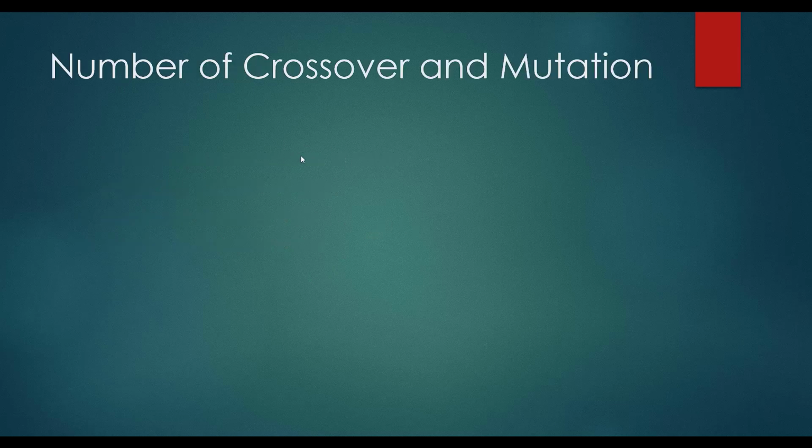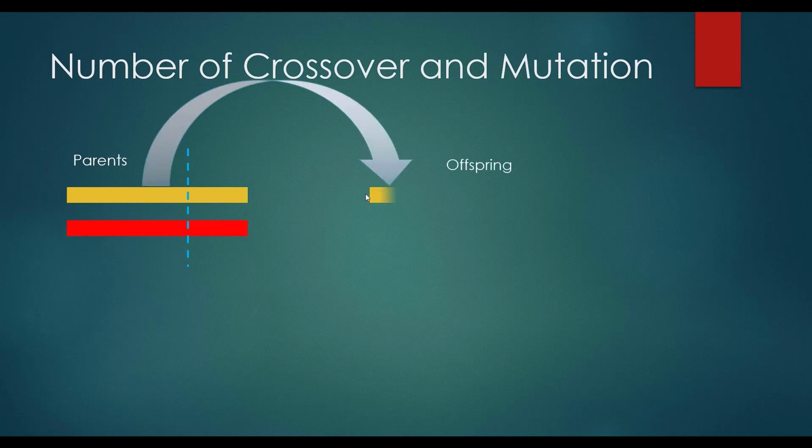The number of crossover and number of mutation is quite important, and we have to review the main procedure and main framework of the crossover and mutations. So suppose that we have 2 parents here, parents 1 and parents 2, and we have a cut point here. This cut point would be quite important because our offspring would be made based on this cut point.